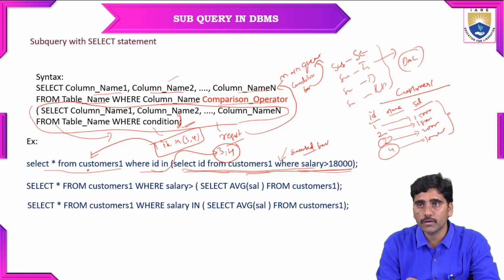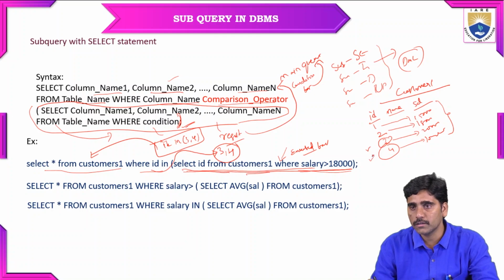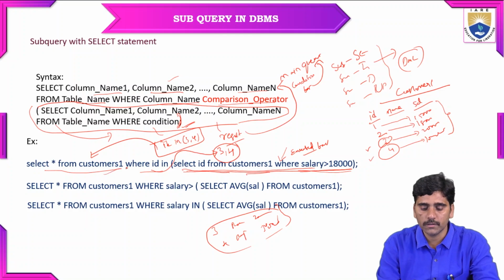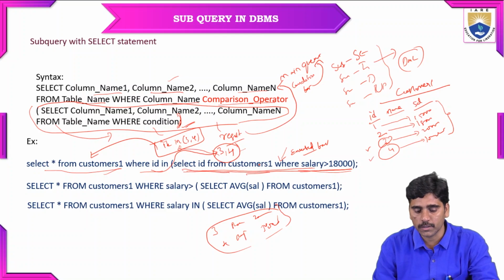Select star from customer 1 where ID in (3, 4). That means it checks whether 3 and 4 are inside the table or not. Yes, these two are available, so it displays all the values: 3 Ram 20,000 and 4 Raj 30,000. Only these two values will be displayed, and the result of the subquery acts as a condition for the main query.